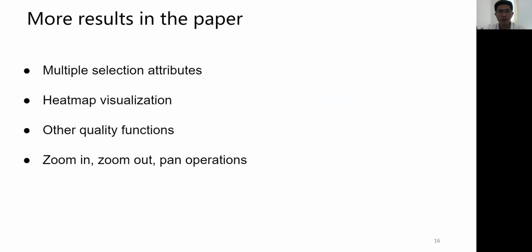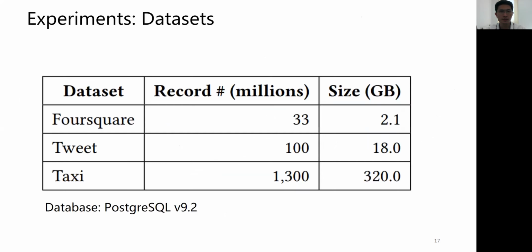In our paper, we presented many other results, including the generalization of multiple attribute conditions, heat map, and many other quality functions, and also the support of zoom-in, zoom-out operations. We used three data sets in our experiments, the Foursquare, tweet, and New York taxi pickup data, and used PostgreSQL as the underlying database, which was running on a single server.